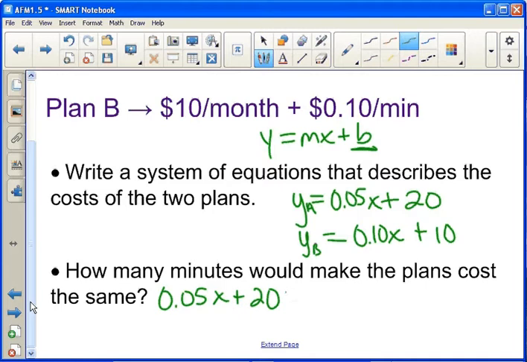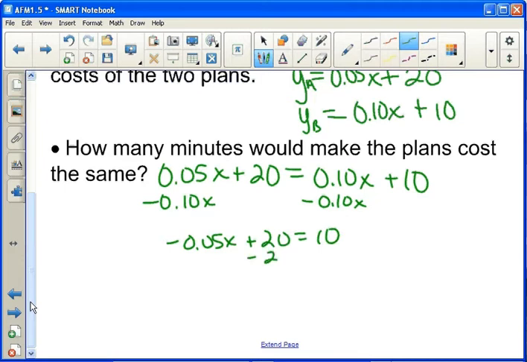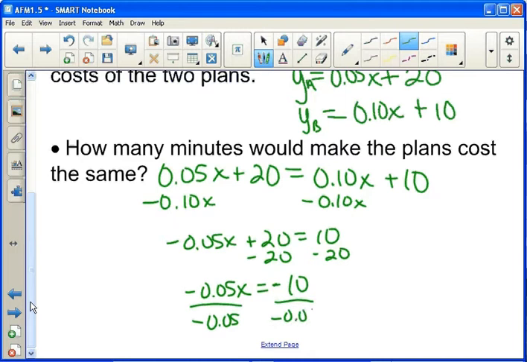Now it's just a matter of solving for x. So I subtract 0.10x. I get negative 0.05x plus 20 equals 10. I subtract 20 from both sides. And then divide both sides by negative 0.05. So negative 10 divided by negative 0.05 is going to give you 200 minutes. So that is the cutoff.